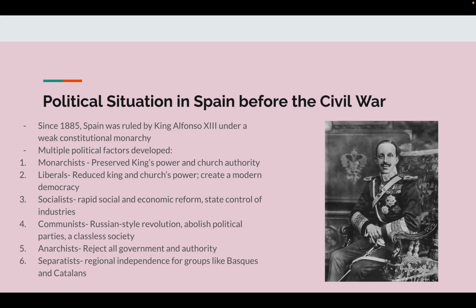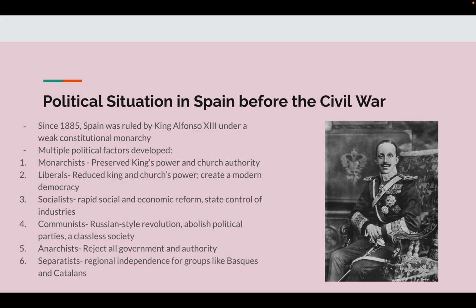The political situation in Spain before the Civil War. Since 1885, Spain was ruled by King Alfonso under a weak constitutional monarchy. Multiple political factions developed. Monarchists preserved the king's power and church authority. Liberals reduced the king and church's power, to create a modern democracy.